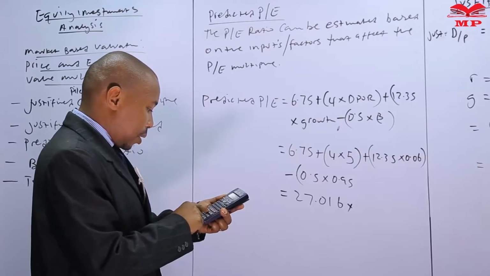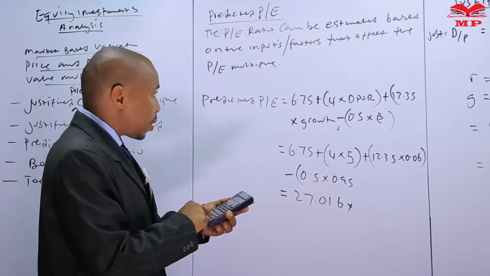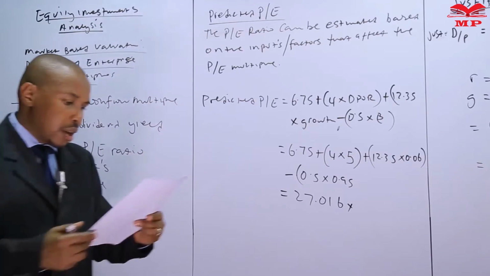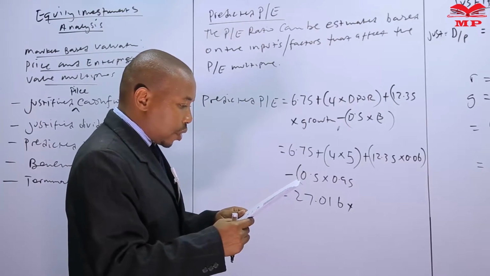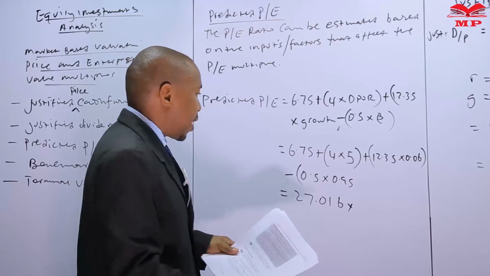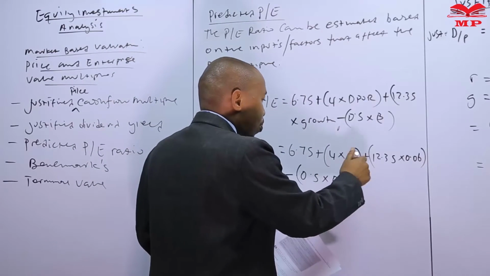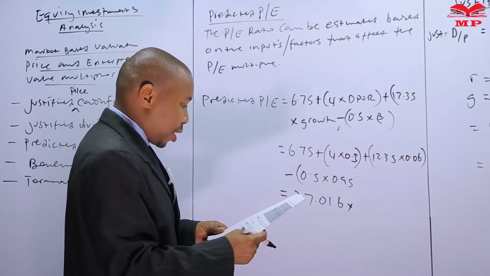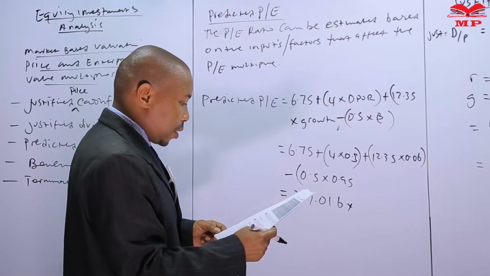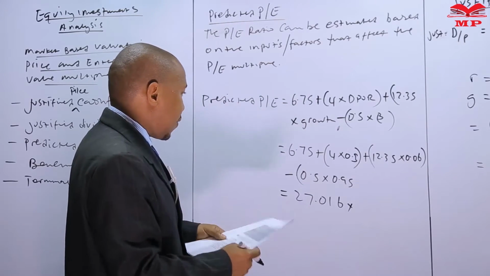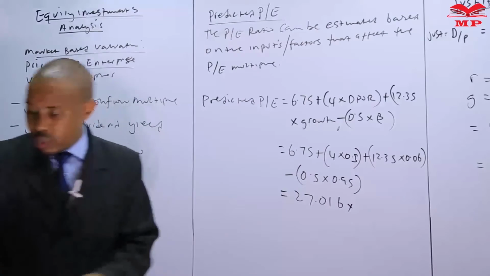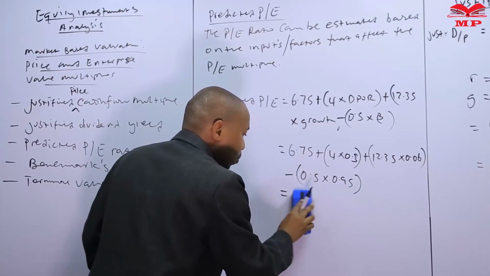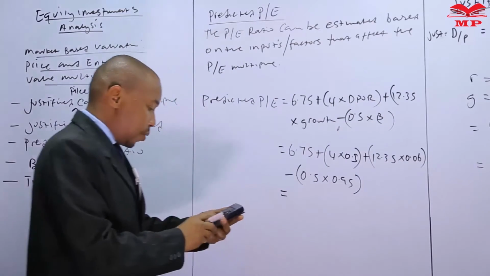So we have 6.75. And the dividend payout ratio is how much? Let me recheck the inputs. The dividend payout ratio, yes, I thought so, because this seems to be very high. This should be 0.5 there. Let me check if every other input is correct. We have 12.35 times 0.06 and then 0.95. I think every other thing is correct. So we just change this. Just a small error, don't worry about that.